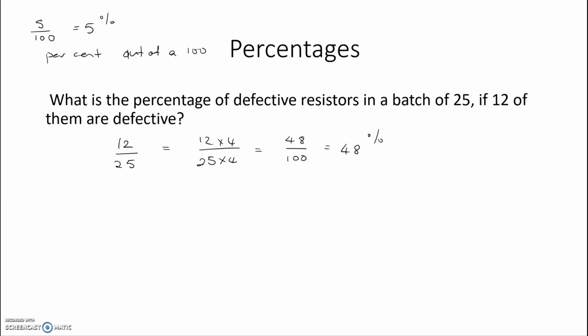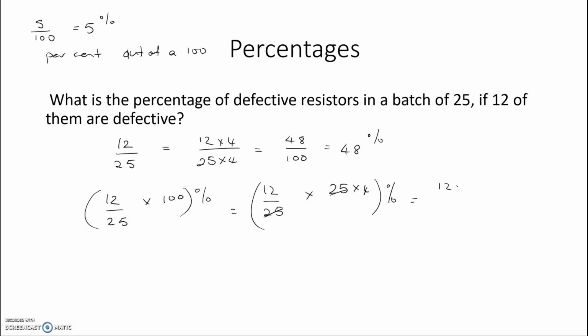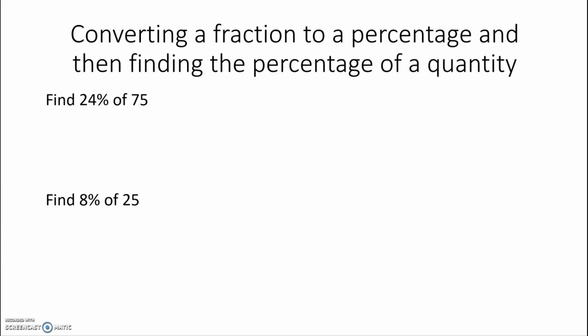Or we could have done it another way. We could have said 12 out of 25 times 100 and turn that into a percent. So that's 12 out of 25 times 100, which is 25 times 4. And cancel that. So then we've got 12 times 4, which is, as before, 48%. A fraction can be converted to a percentage by multiplying the fraction by 100. So to find the percentage part of a quantity, we multiply the quantity by the percentage part.